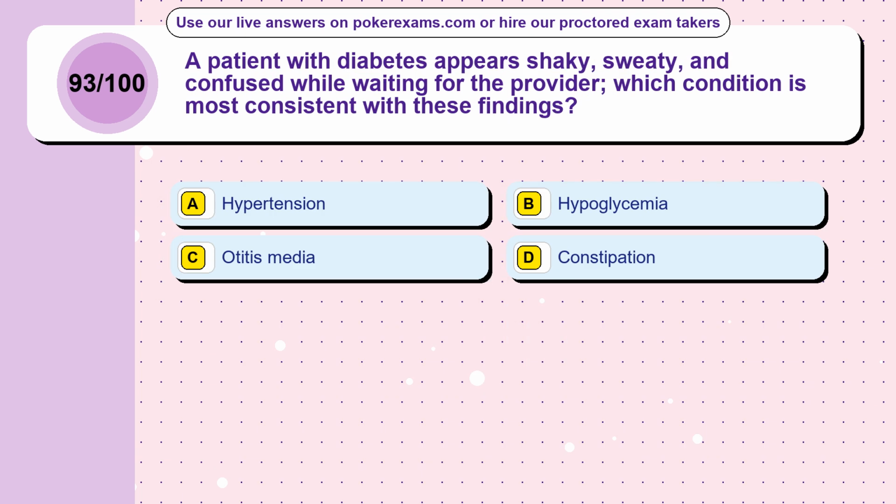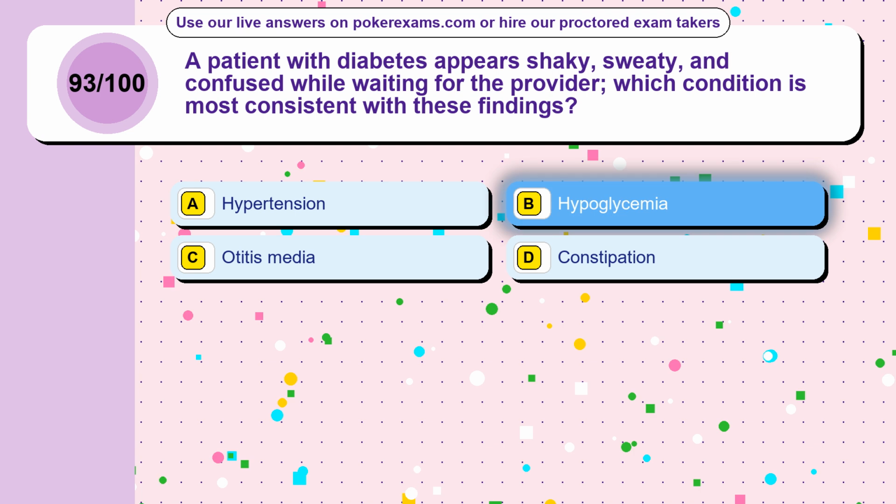Question 93. A patient with diabetes appears shaky, sweaty, and confused while waiting for the provider. Which condition is most consistent with these findings? Option A. Hypertension. Option B. Hypoglycemia. Option C. Otitis media. Option D. Constipation. The correct answer is option B.